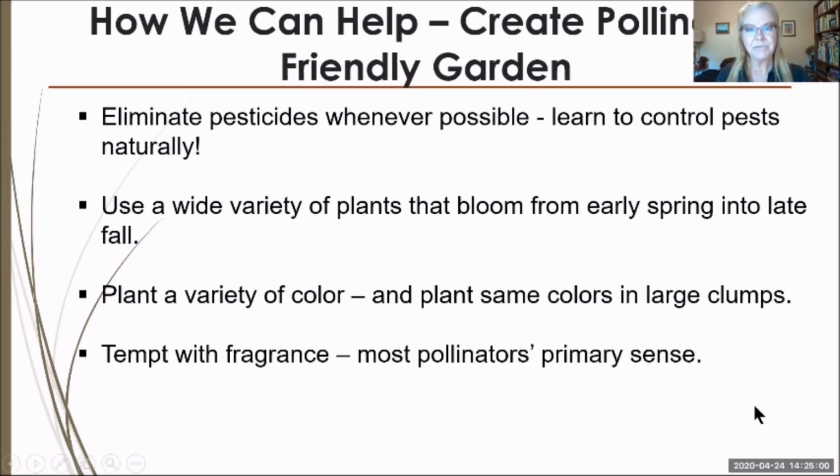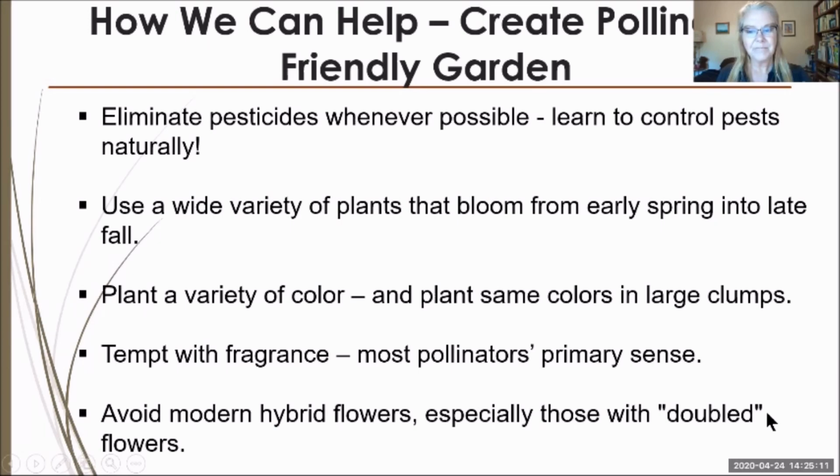And then tempt with fragrance. So it's fun to have fragrance in our garden, kind of aromatic, and it's most pollinators' primary scents. So it's kind of a win-win. And this one's kind of interesting. So avoid modern hybrid flowers, especially those with doubled flowers. In doubled flowers, the male fertilization part that typically consists of pollen has been transformed into extra petals for a fuller, showier blossom. So the flower's going to last longer, but what happens is there's much less pollen for these guys.